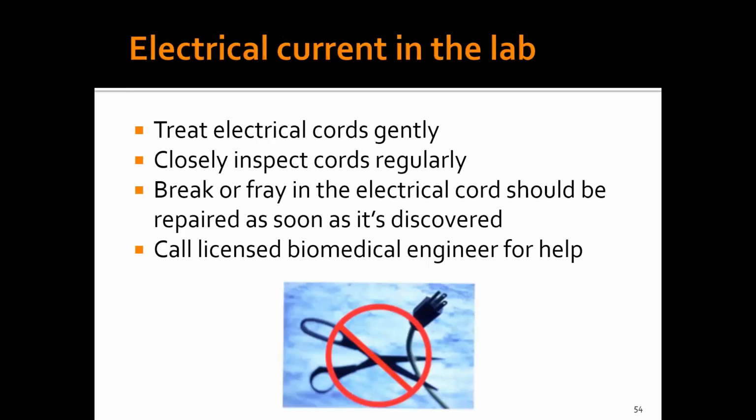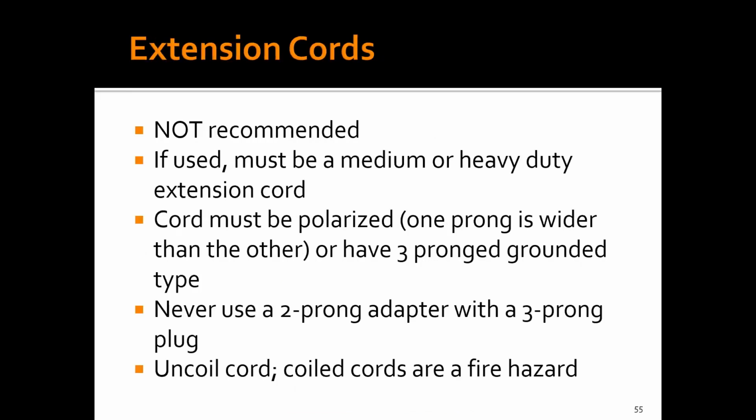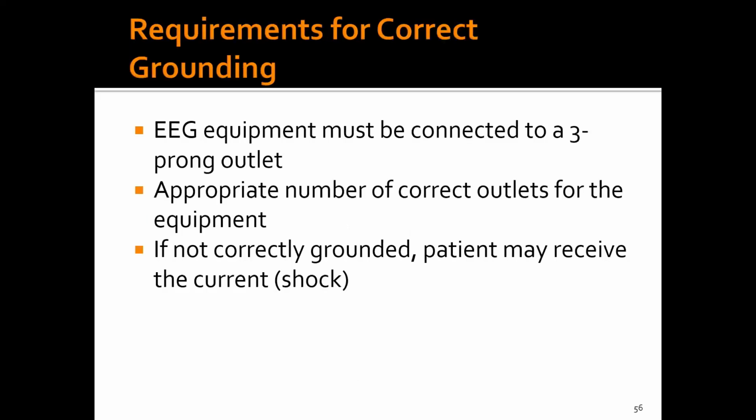If there's a really long extension cord that's coiled and kind of frayed, I'm not going to use it and just go along with it because that's what the lab does. So we're not using extension cords. If absolutely necessary, it has to be a medium or heavy duty, and it has to be polarized, which means that one prong is wider than the other, and it's got that 3rd prong for the ground. You're never using adapters to connect one thing to the next that doesn't properly fit. Uncoil it as well because it can be a fire hazard.